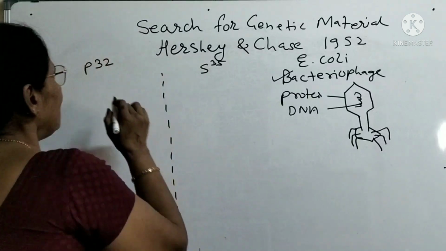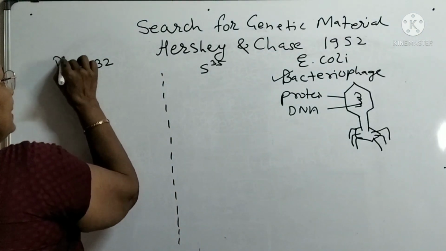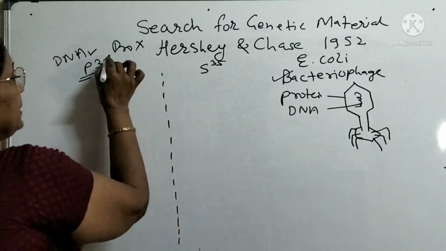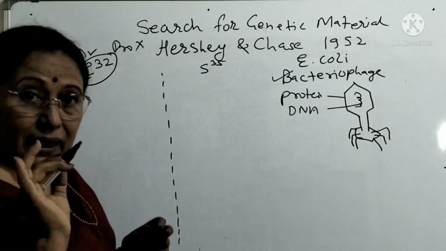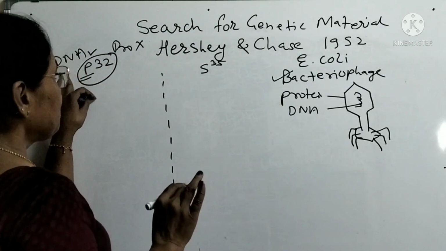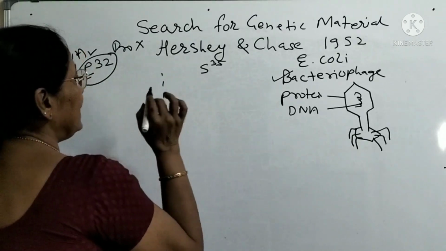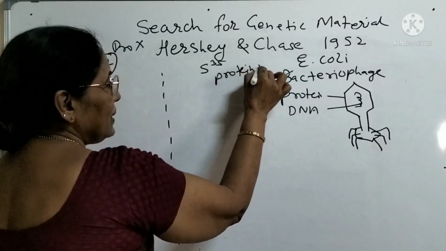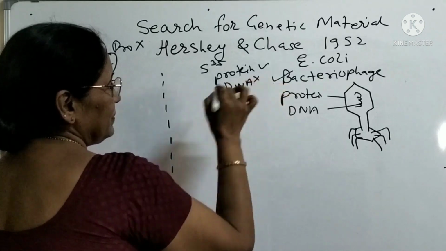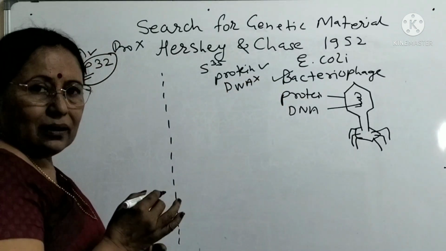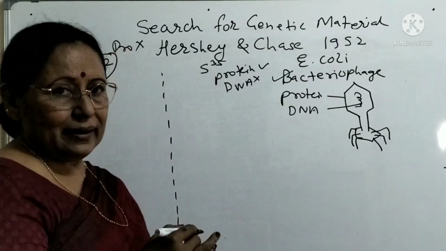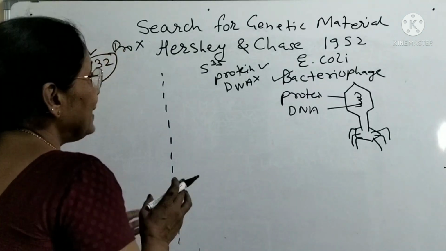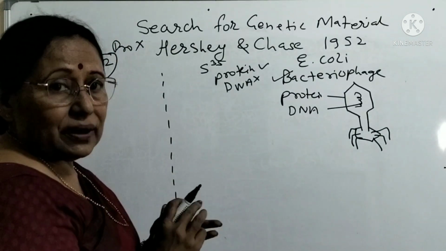As you know, phosphorus is present in DNA, but it is not present in protein. And sulfur is present in protein, but it is not present in DNA. The normal P and S are present in DNA and protein. Here they are using the radioactive ones so that we can test and find out which one is the genetic material.